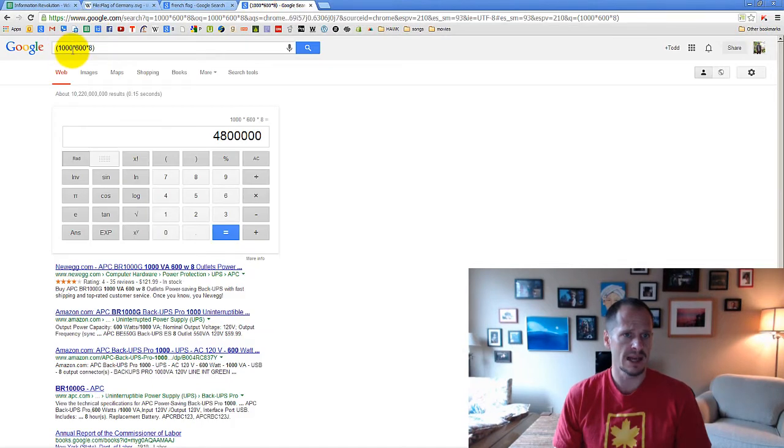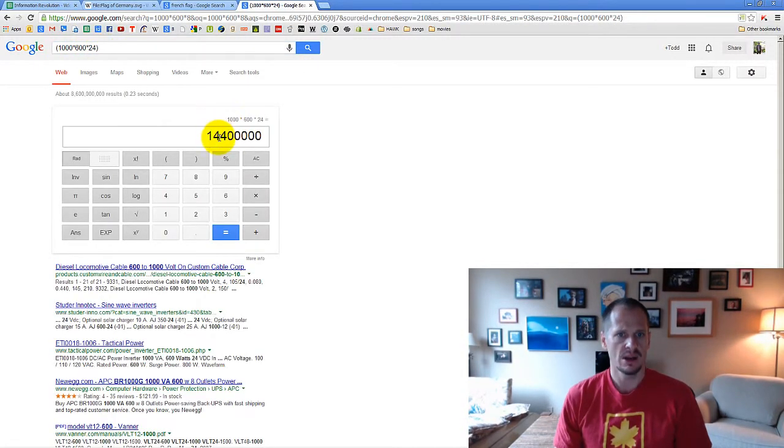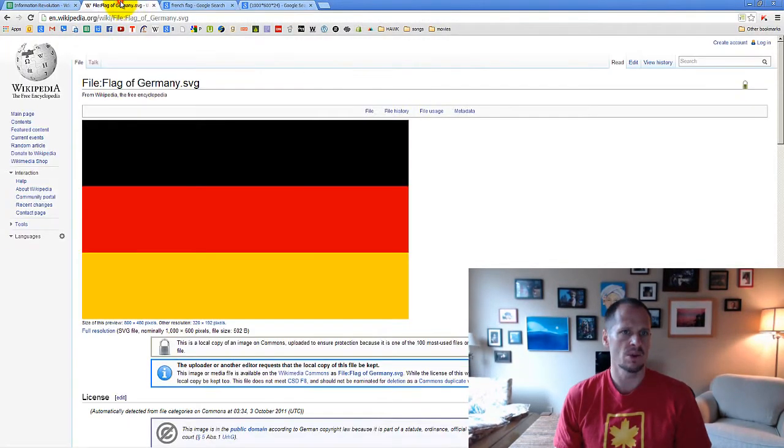If that flag is 1,000 pixels wide, 600 pixels tall, and we're using 8 bits for every pixel. If we do it at 16 bits, right, that doubles. And if we do it at 24 bits, it goes up again. And so here we have 14 million single zeros and ones if we're using 24 zeros and ones for each little picture element, each pixel.